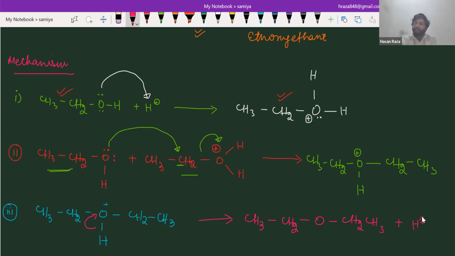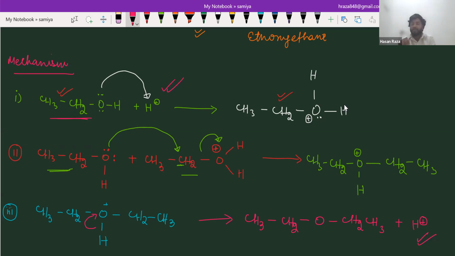Now you can see the H plus that you used in the first step will be eliminated in the last step. So this is the mechanism behind the formation of ether by dehydration of alcohol. The difference is that when you dehydrate an alcohol and take only 1 mole of ethanol at 443 Kelvin, you will get an alkene.